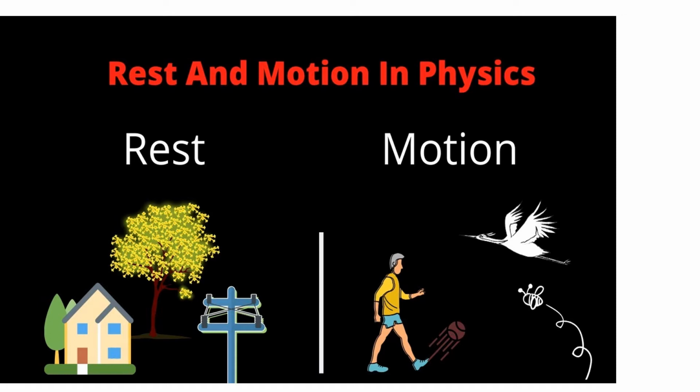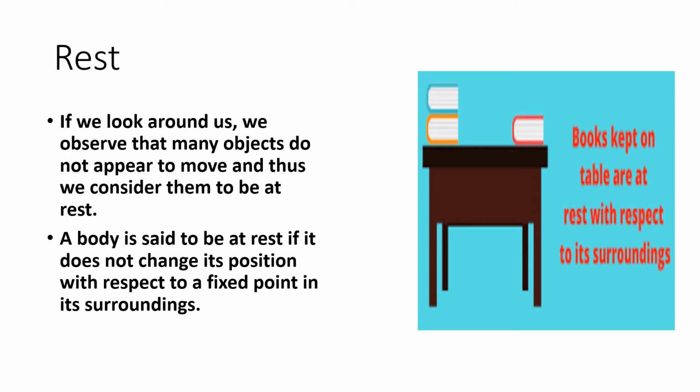You see, the tree is at rest, the pole is at rest, the house is at rest, and here are some things which are in motion. The boy is moving his legs, he is going forward, he is kicking the ball, the bee is moving. The bird is also moving, so these are all in motion. We will see more about rest and motion.